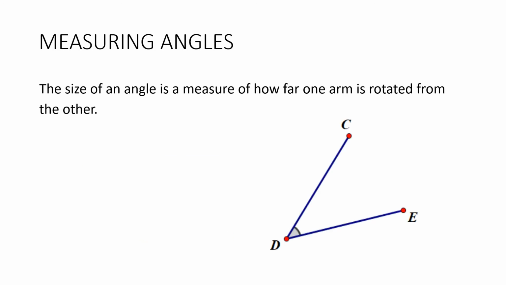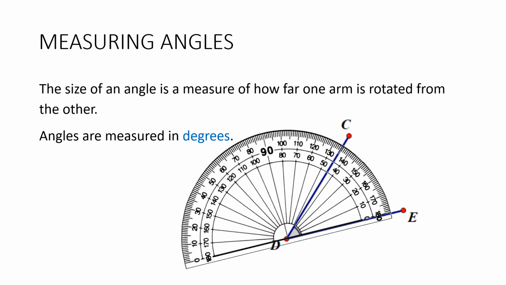And lastly, the size of an angle is a measure of how far one arm is rotated from the other. So in other words, how far is CD rotated from ED? Now angles are measured in degrees, and to measure them we need to use a protractor. And what we do is we line up this part of the protractor, which is called the crosshairs, with the vertex. And we make sure this baseline lies along one of the arms of the angle.